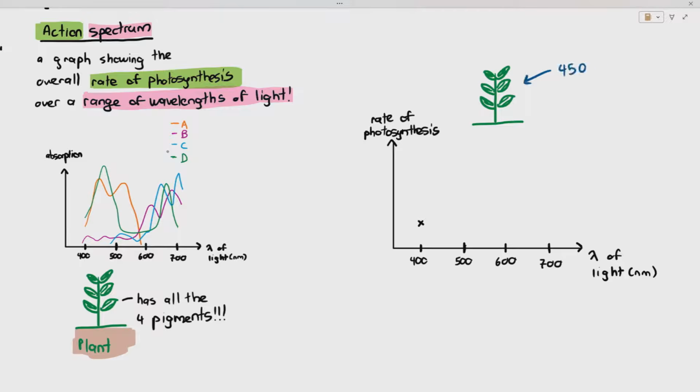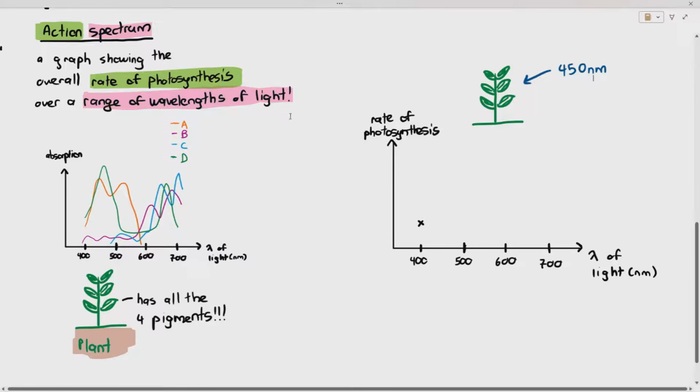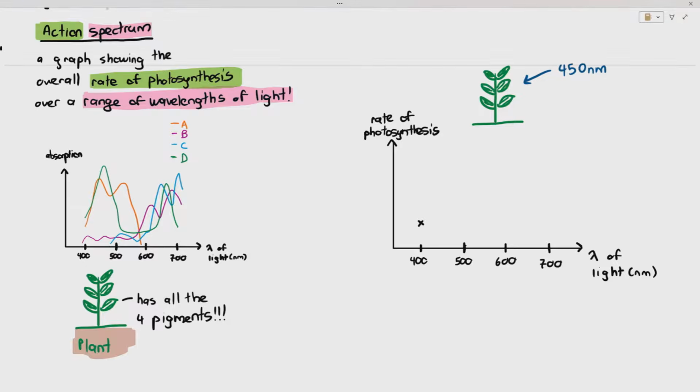What if we shine 450 nanometers of light, which is like bluish light in this case? Will the plant do a lot of photosynthesis? Well, let's look at the graph. Look at the parts where I've just basically highlighted. In this case, for 450 nanometers, yes, pigment A and pigment D can actually absorb a lot of light in that case. As you can see, I'm circling over there. So the overall rate of photosynthesis will actually be quite high.